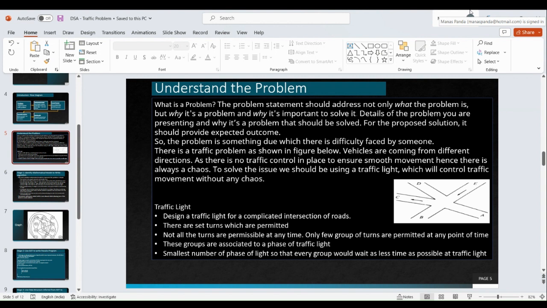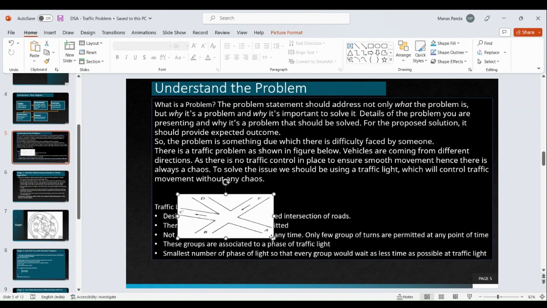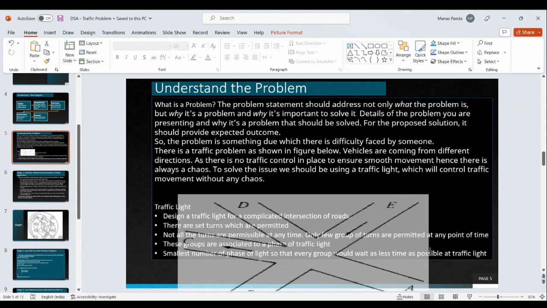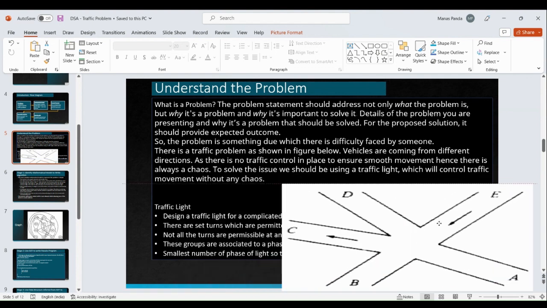So the problem is something due to which there is a difficulty faced by someone. Let us take this example of traffic, which we are going to discuss. There is a traffic problem as shown here. Let me show it to you and increase it. Okay, here is the traffic. Vehicles are coming from different directions, all directions, and there is no traffic control. There is no traffic control system in place to ensure smooth movement of the traffic.